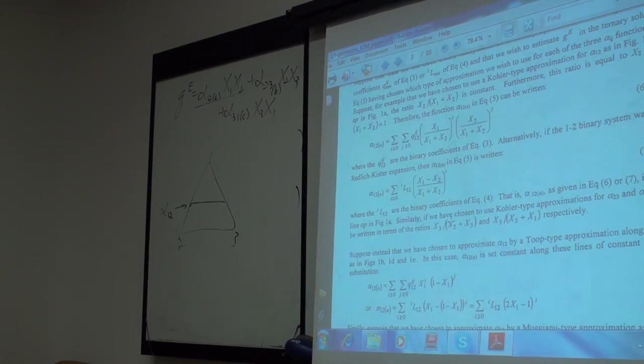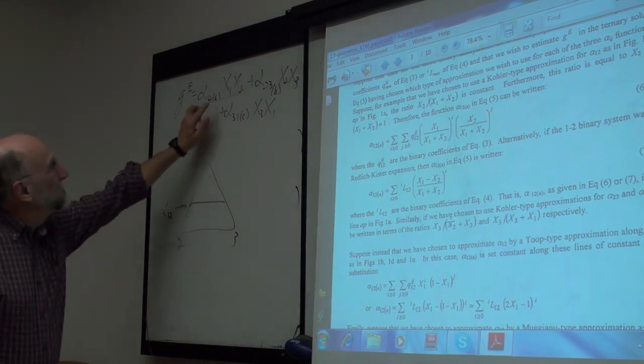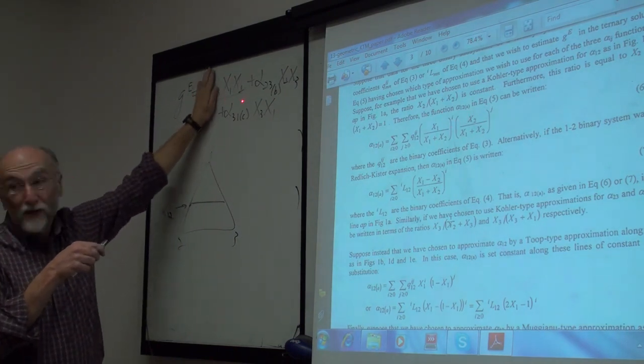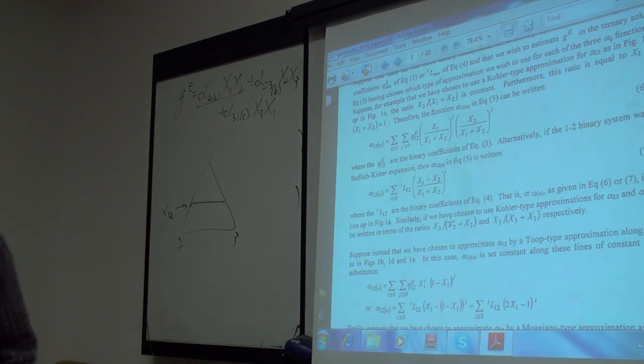Back to the Kohler tube. It's alpha 1,2, which is written by this expression. You do not replace the x1, x2. This expression is still used, and this is what you use for alpha 1,2. You still keep the x1, x2 here, because x1, x2 is still the probability. This term is always there. This x1, x2 is the probability of a 1-2 pair based upon the ideal solution, ideal random mixing. This alpha 1,2 is the energy for forming the 1-2 pair, and you're assuming that's constant along that line.